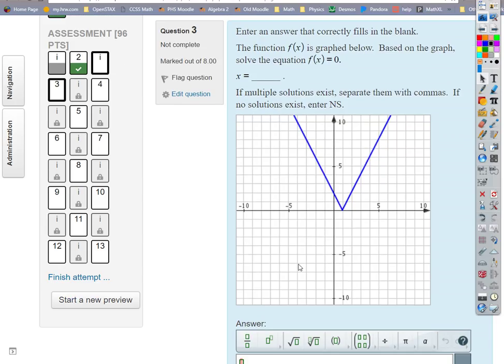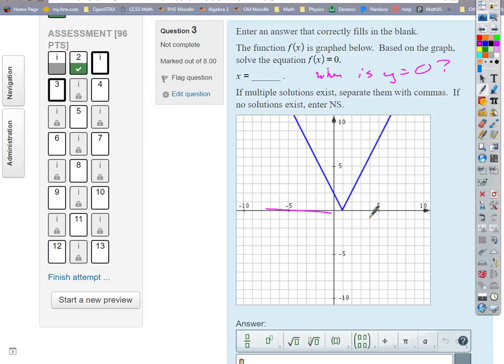What about this one? Enter the answer, it fills in the blank. So the function f of x is graphed below. This time we're trying to solve the equation f of x equals 0. So what does that mean? We're solving the equation. What are we doing? Y equals 0. Yeah. F of x is just a fancy name for y, so we want to know when is y equal to 0.